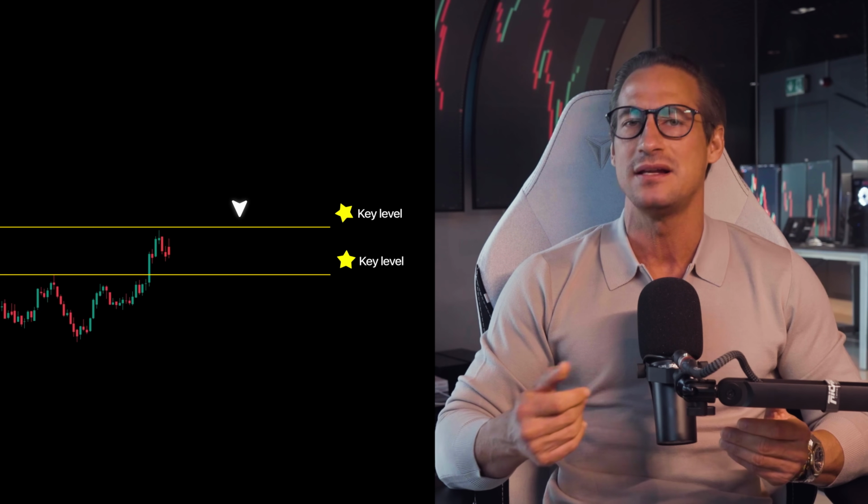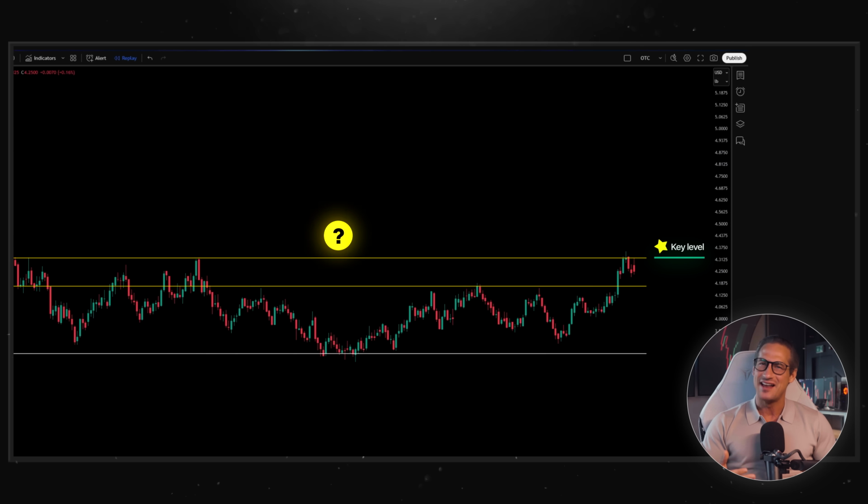Some of you might be thinking, if we have two resistance levels that are so close to each other, well, we need to consider the higher key level, not the lower one. This is so obvious. Are you sure? Because it was staring at you the entire time. Is this a valid key level?